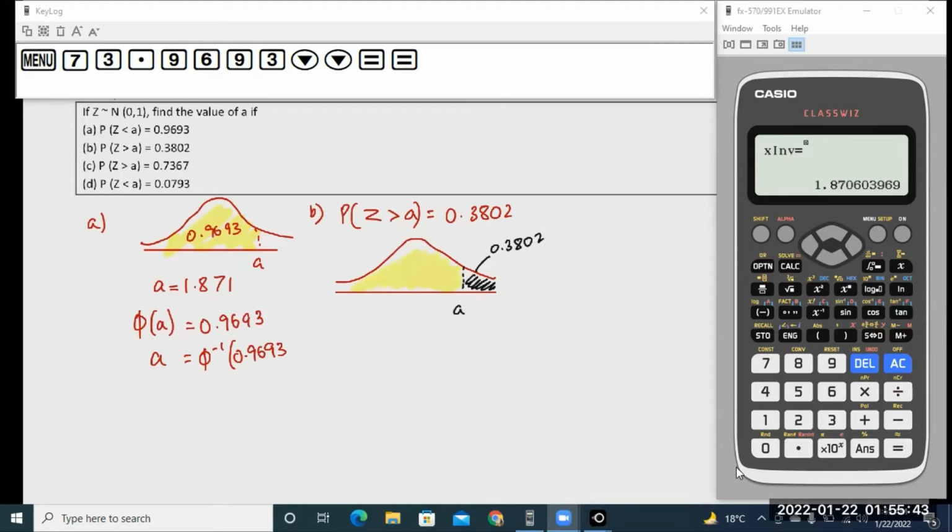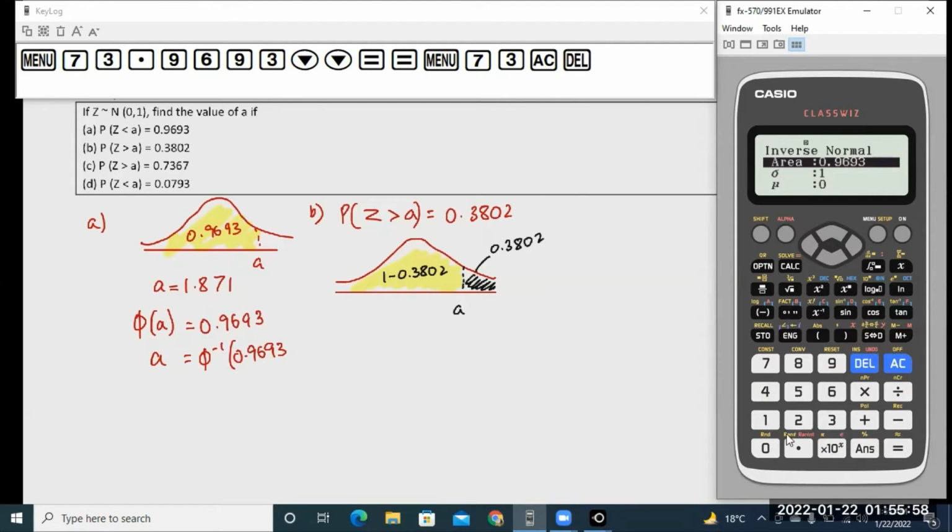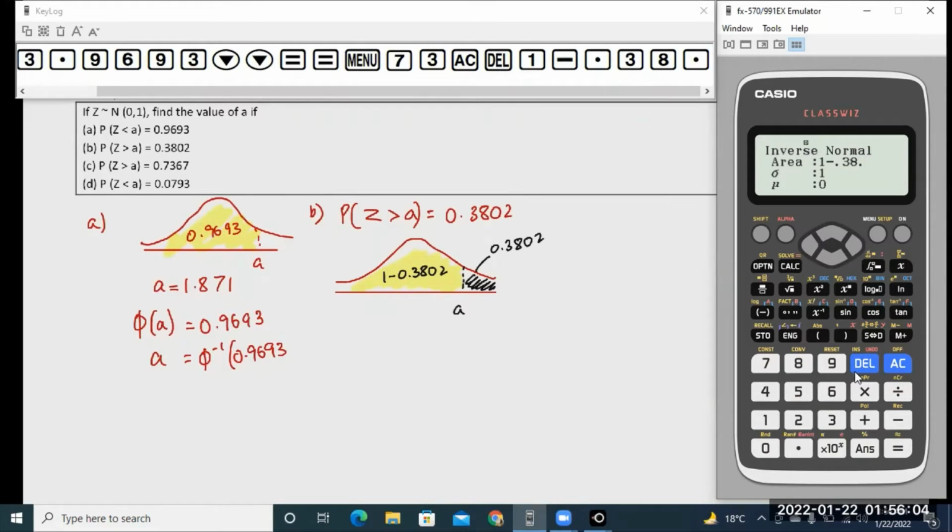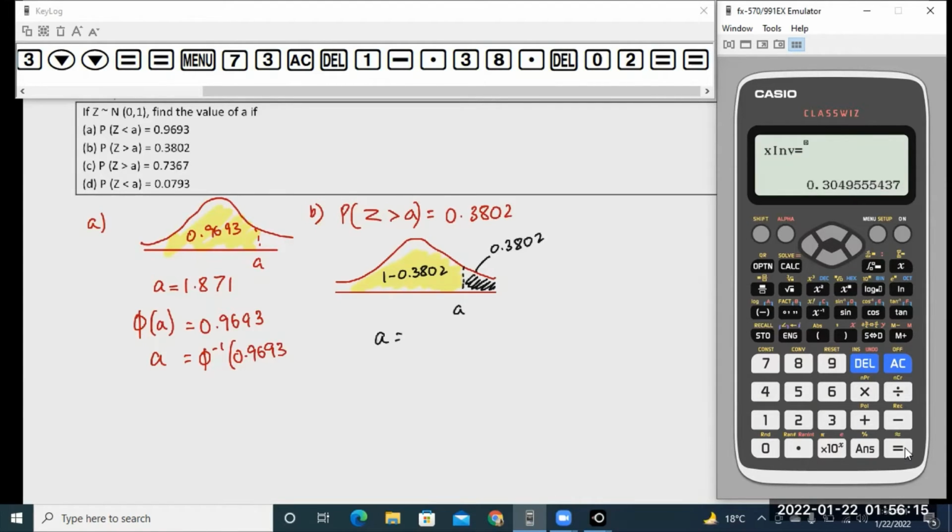You could first subtract this area from 1 and then use your calculator. I go to menu again, I go to distribution, I go to inverse normal, and I put in 1 minus 0.3802. Okay, and that should work. It should give you the value for a, which is 0.30495. I can round that off to 0.3050, 305 essentially.